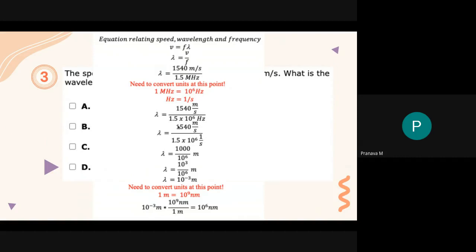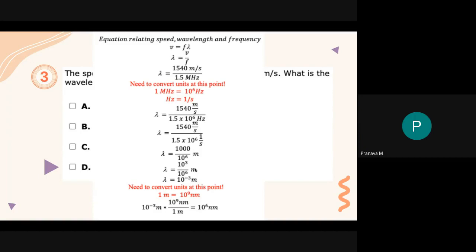And so then I did 1,500. So I basically approximated 1,540 as 1,500. So 1,500 divided by 1.5 will give you 1,000 in the numerator. And then I just kept my 10 to the 6th down here. So 1,000 divided by 10 to the 6th is the same thing as 10 to the 3rd divided by 10 to the 6th, which is 10 to the negative 3 meters.